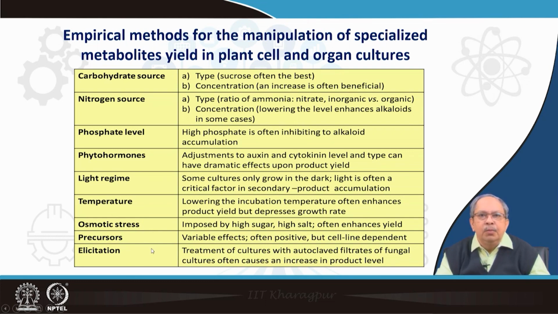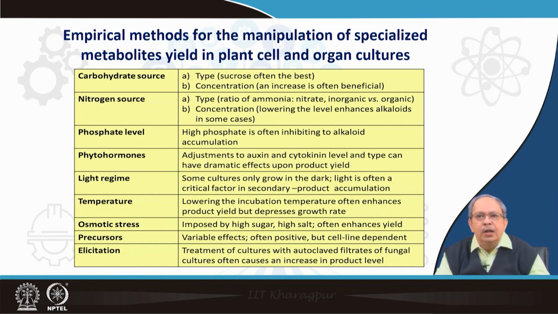And finally, elicitation, which means the cultures can be treated with some foreign molecules. These molecules could be from microorganisms, say fungal cultures, it could be hormones like methyl jasmonate, it could be chitosan which is obtained from chitin, and it could be other things like salts and heavy metals. These can be added to the plant cell cultures, and of course you have to add these under sterile conditions. You have to make sure whatever you are adding there must be sterile.